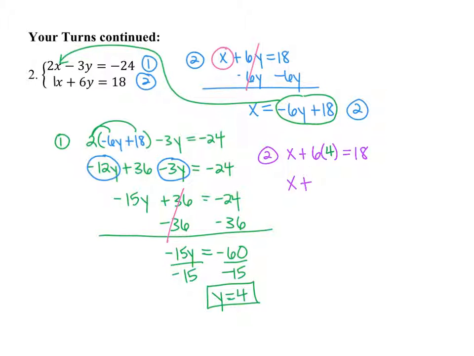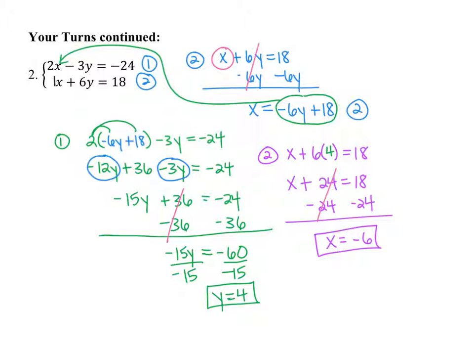So x plus 6 times 4, which is 24, is equal to 18. Subtract 24 from both sides. That causes the 24 to zero out on the left side, leaving us with x is equal to 18 minus 24, which is a negative 6. Box that up.